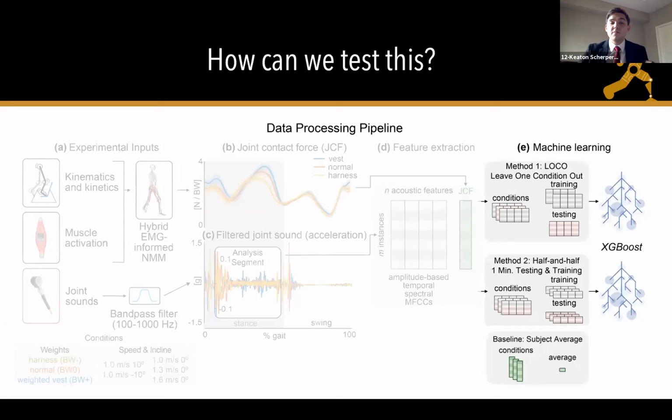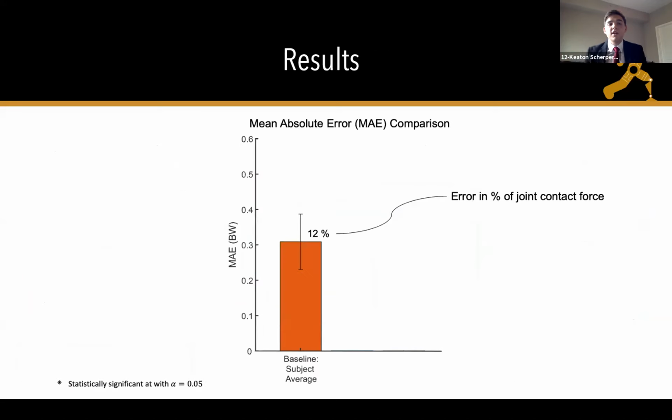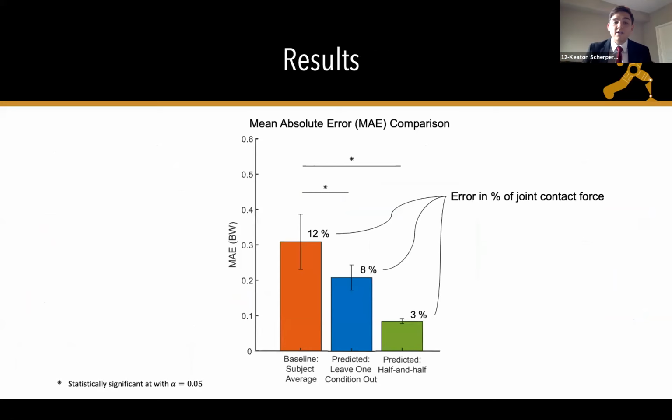These two methods were then compared to the best baseline estimate without joint sounds, which is the subject's average joint contact force. So these three methods are compared in this results figure where the bars represent the error between the prediction method and this gold standard joint load. So as compared to the baseline prediction without the joint sounds, not only do the joint sounds contain enough information that they can effectively distinguish between the different loading conditions through method 2, but more importantly, they can be used to create a better estimate of an unseen condition through method 1.